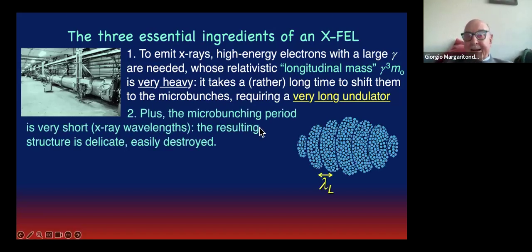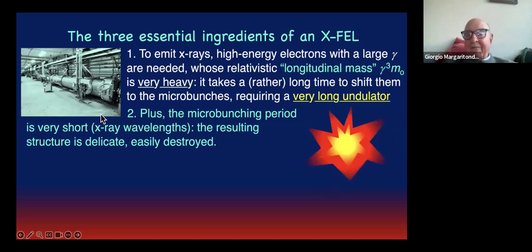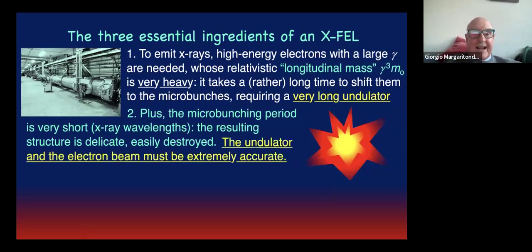Second, the micro bunching period must be very short because it's given by the X-ray wavelengths, and therefore the micro bunching gives you a delicate structure which is easily destroyed. Okay, any kind of imperfection or irregularity in the magnets and so on is a killer. And that is why, if you're looking at a typical wiggler or undulator, you're not getting a free electron laser, you're getting a wiggler or an undulator, all right? So you need special characteristics that are, for example, a very high accuracy of the undulator and the electron beam.